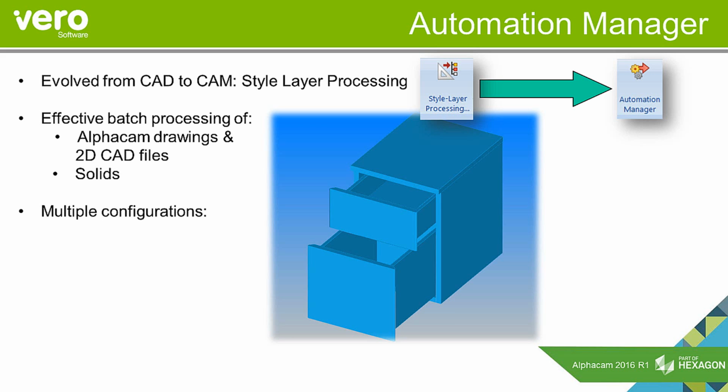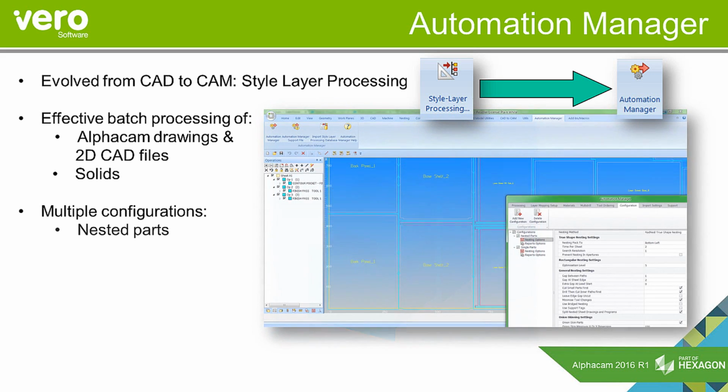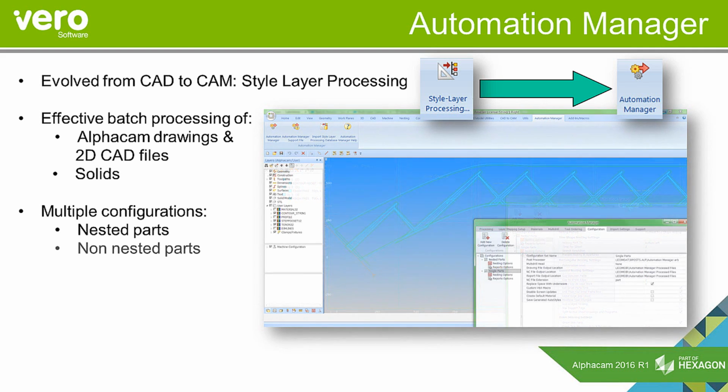We can have multiple configurations, so we're able to set the system up to work with nested parts. So we'll take the parts in, process them, and then nest them. And also do the same thing with non-nested parts. So we're just going to take an individual part in, apply the toolpaths, and then output the NC code. Obviously, as part of doing all of this processing, we can also generate reports as well.